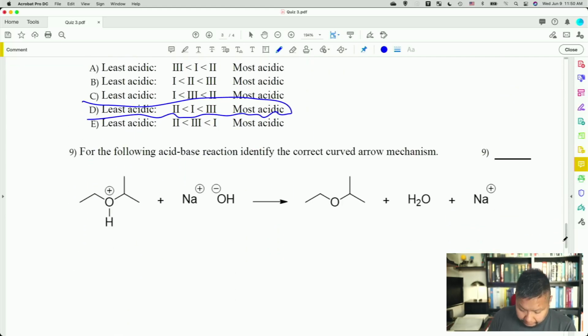All right, for the following acid-base reaction, identify the correct curved arrow mechanism. I don't know how it looks on your actual quiz, but on mine, because it's a PDF, I don't even see what the answer choices are. Really what you need to be able to do is answer these questions without seeing the answer choices. That way you can pick the right answer from the answer choices. If you use the answer choices as a clue, you will get really confused. Okay?